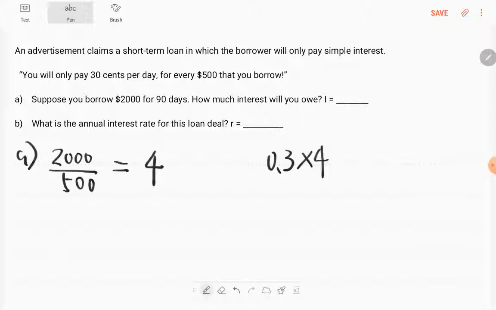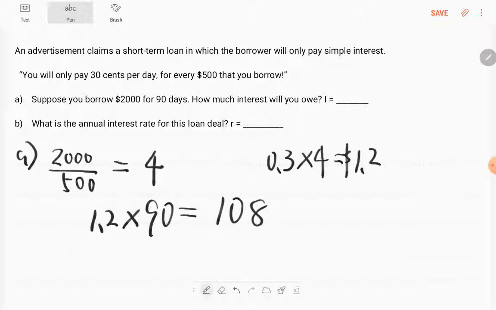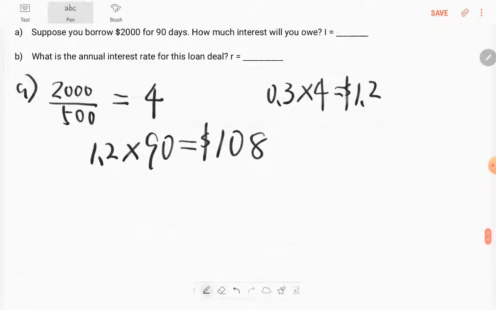So that means every 500 you need to pay $0.3. So now for $2,000 you have to pay $1.2 per day, right? So how many days do we have? We have 90 days. So 1.2 times 90 is $108. So this is the interest you need to pay at the end of the 90 days.